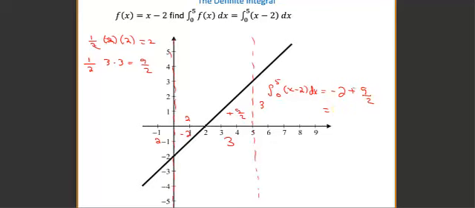Nine halves minus 2 is 5 halves. So the value of this definite integral is 5 halves. And we can think about it as the net area above the x-axis minus the area below the x-axis.